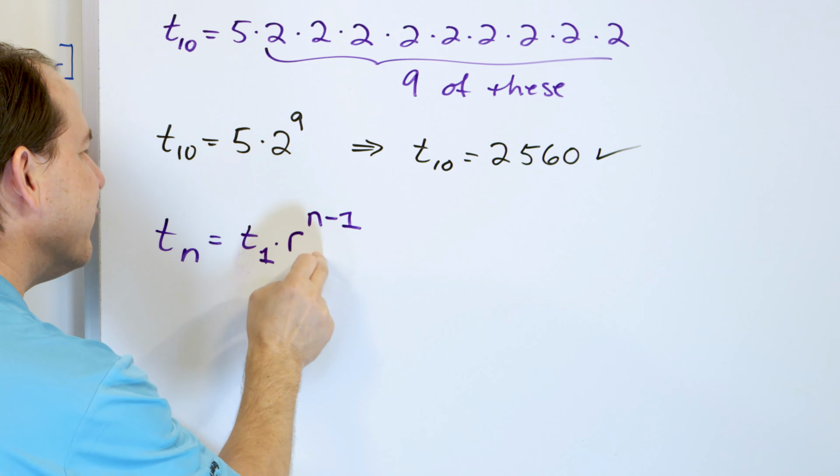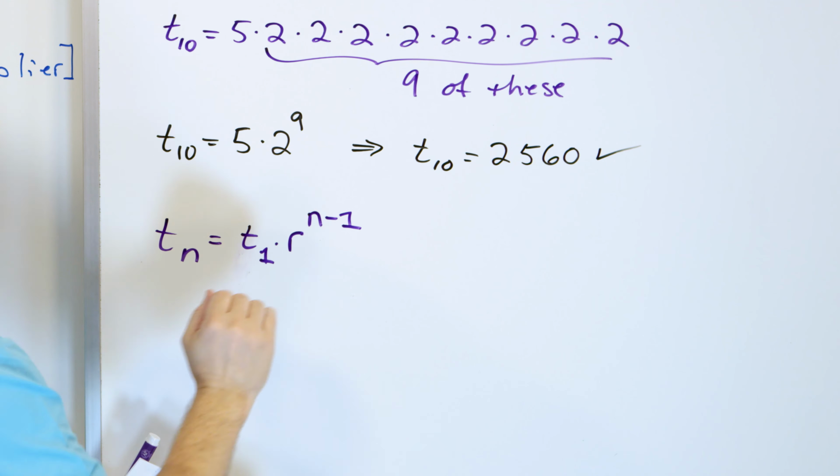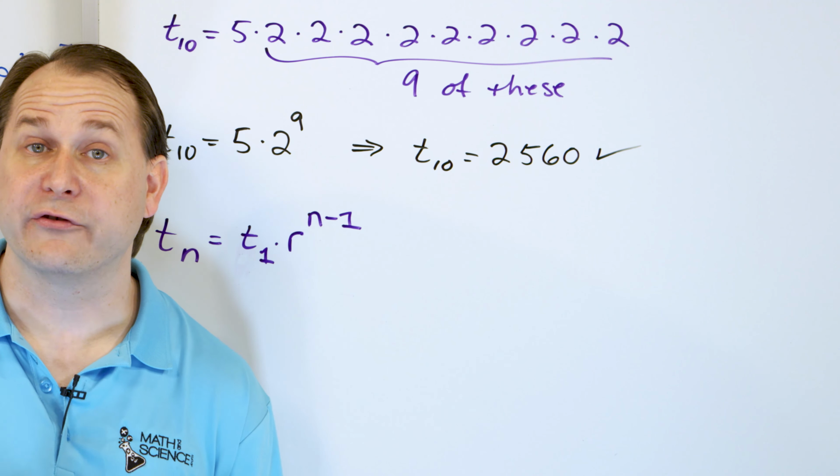And how many times do you do the multiplication? Just n minus 1 times. Whatever term you're trying to get to, minus 1. This is why the geometric sequence equation works the way that it works. So now we have enough information to start solving some problems.